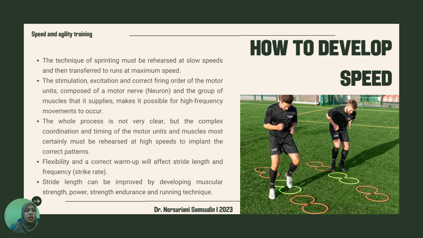How to develop the speed? The technique of sprinting must be rehearsed at low speeds and then transferred to running at maximum speed. The stimulation, excitation, and correct firing order of the motor unit, composed of the motor nerve, the neuron, and the group of muscles that it supplies, make it possible for high frequency movements to occur. The whole process is not very clear, but the complex coordination and timing of the motor units and muscles most certainly must be rehearsed at high speed to implant the correct pattern.